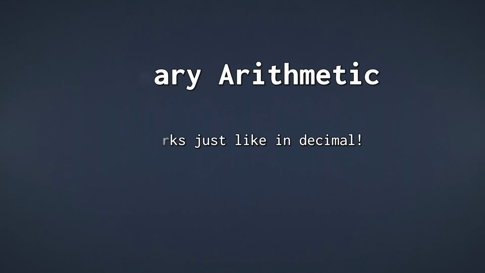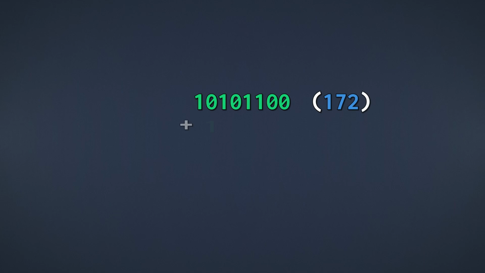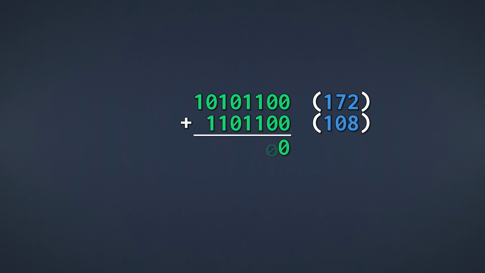Just as in decimal, we can perform arithmetic on our binary numbers. To add 2 binary numbers, write them down and add each column one by one. When a column adds up to 2, like here, which is 1, 0 in binary, we carry a 1 and write down a 0. When a column adds up to 3, which is 1, 1, we carry a 1 and write a 1.